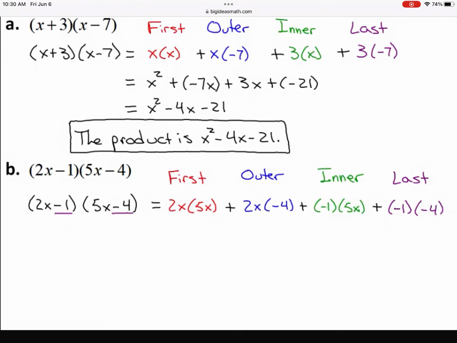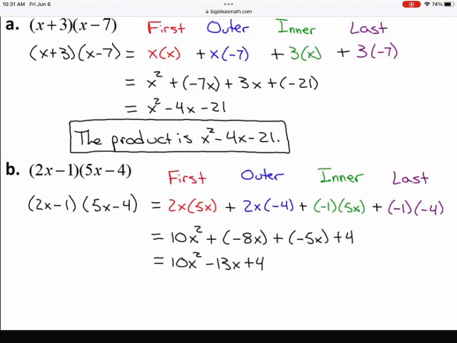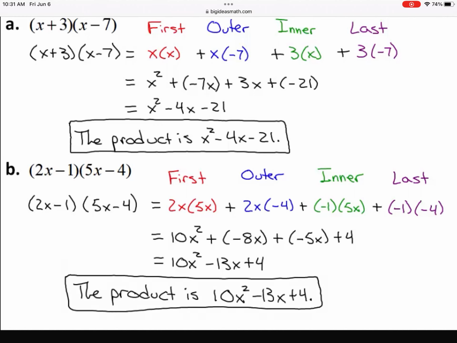So the quantity 2x minus 1 times the quantity 5x minus 4 equals 2x times 5x plus 2x times negative 4 plus negative 1 times 5x plus negative 1 times negative 4, which simplifies to 10x squared plus negative 8x plus negative 5x plus 4, or 10x squared minus 13x plus 4. So the product is 10x squared minus 13x plus 4.